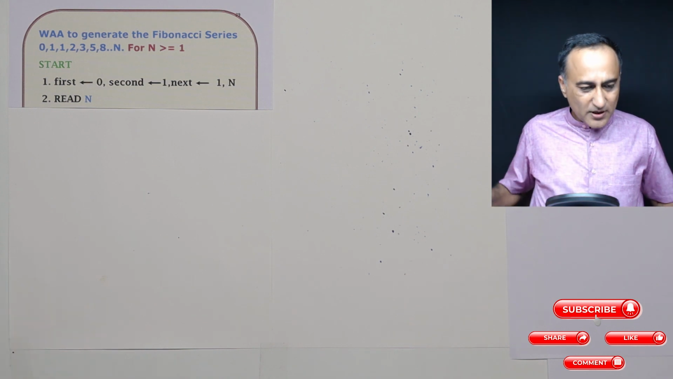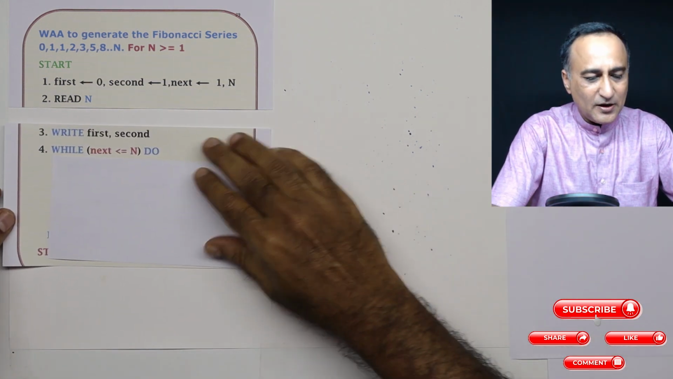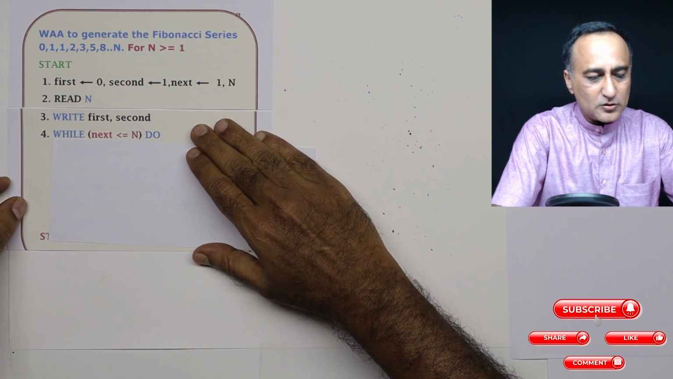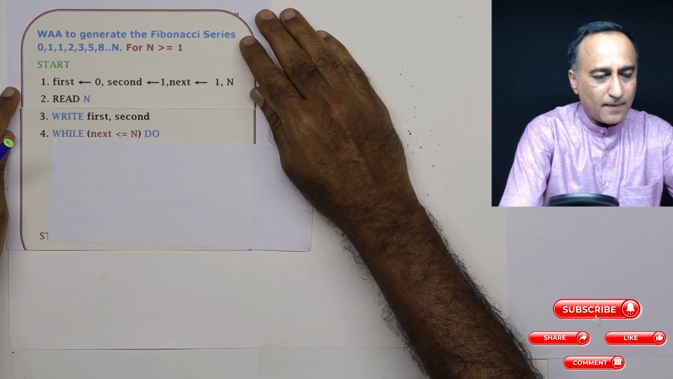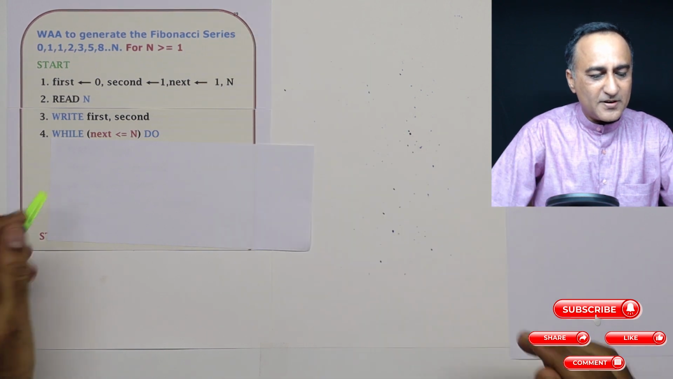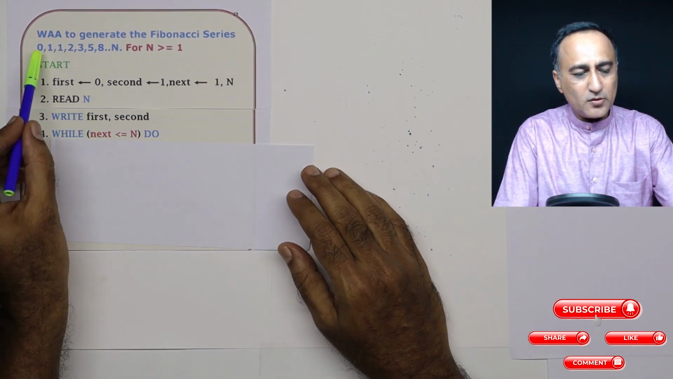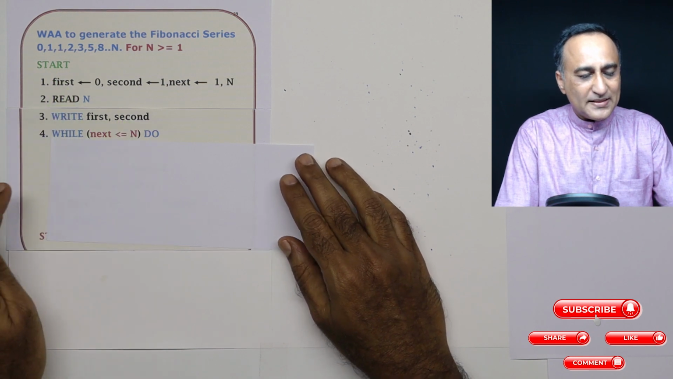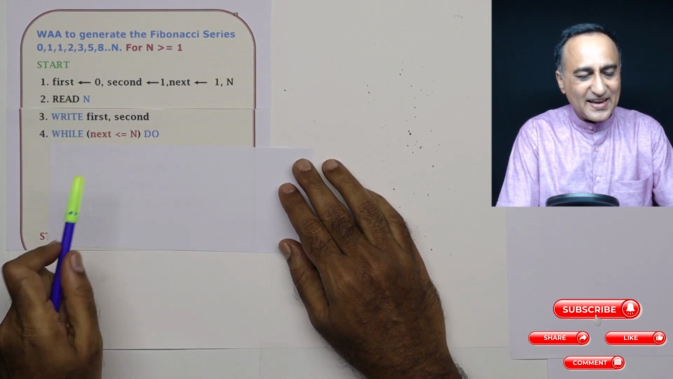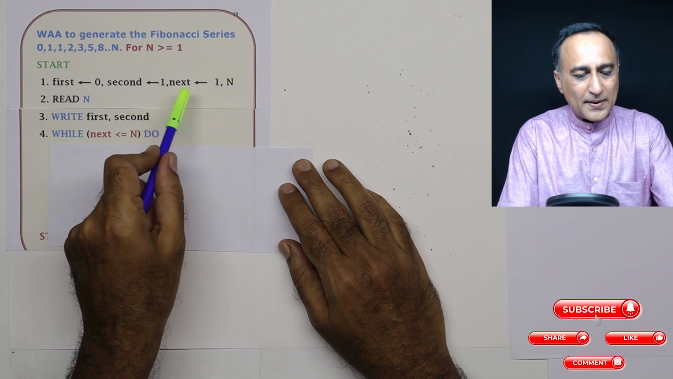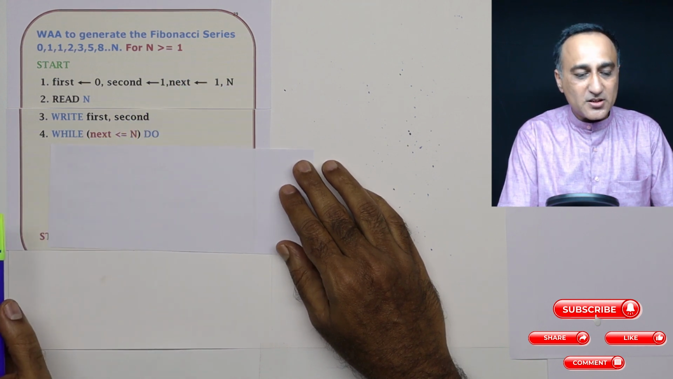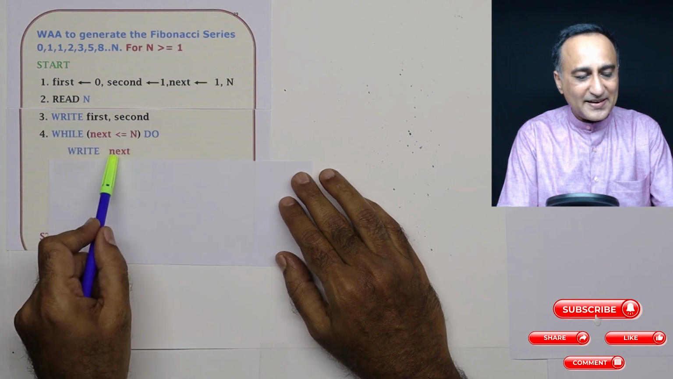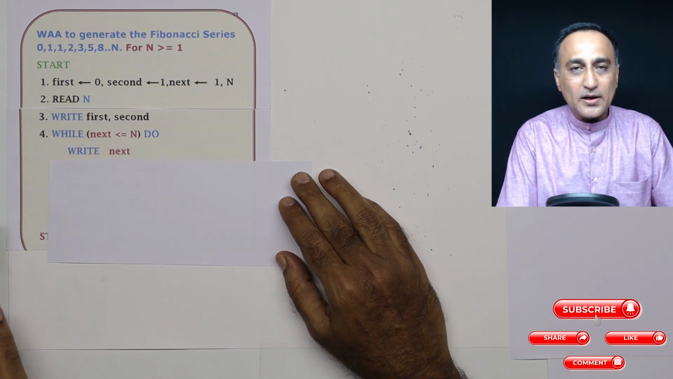So the first thing I'm doing, take a look here, is first printing 0, then printing 1. Then I am entering into a loop. Let's say next is also 1 and n is just 8. So 1 is less than or equal to 8 is true. So I am first writing next. So the next one is also printed.